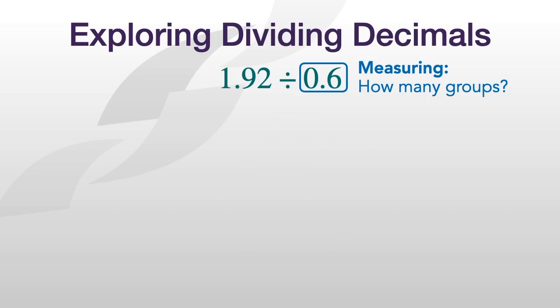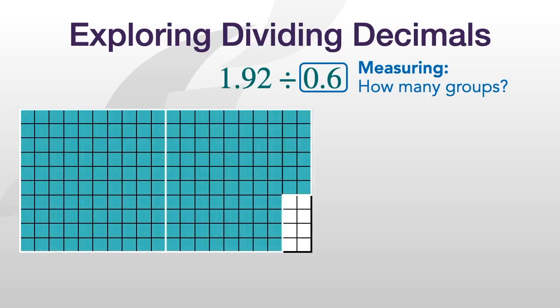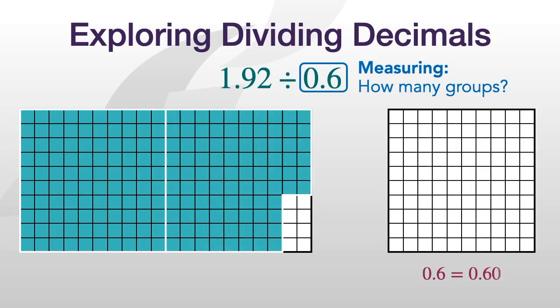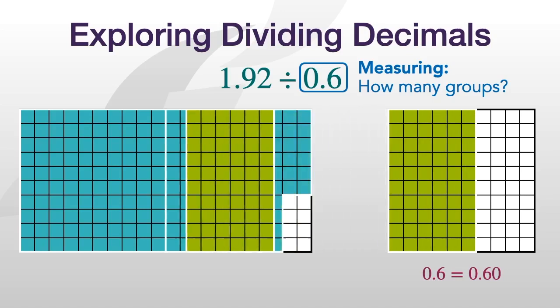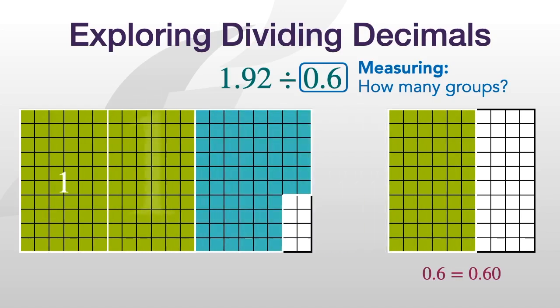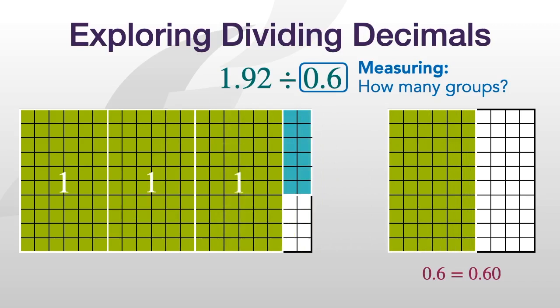As a first step, let's represent 1 92/100 visually. Next, in order to represent 6/10, we need to realize that it is equivalent to 60 hundredths. Now let's see how many of these 6/10 go into 1 92/100. There's 1, another 1, and a third 1. But the remaining piece is smaller than 6/10.